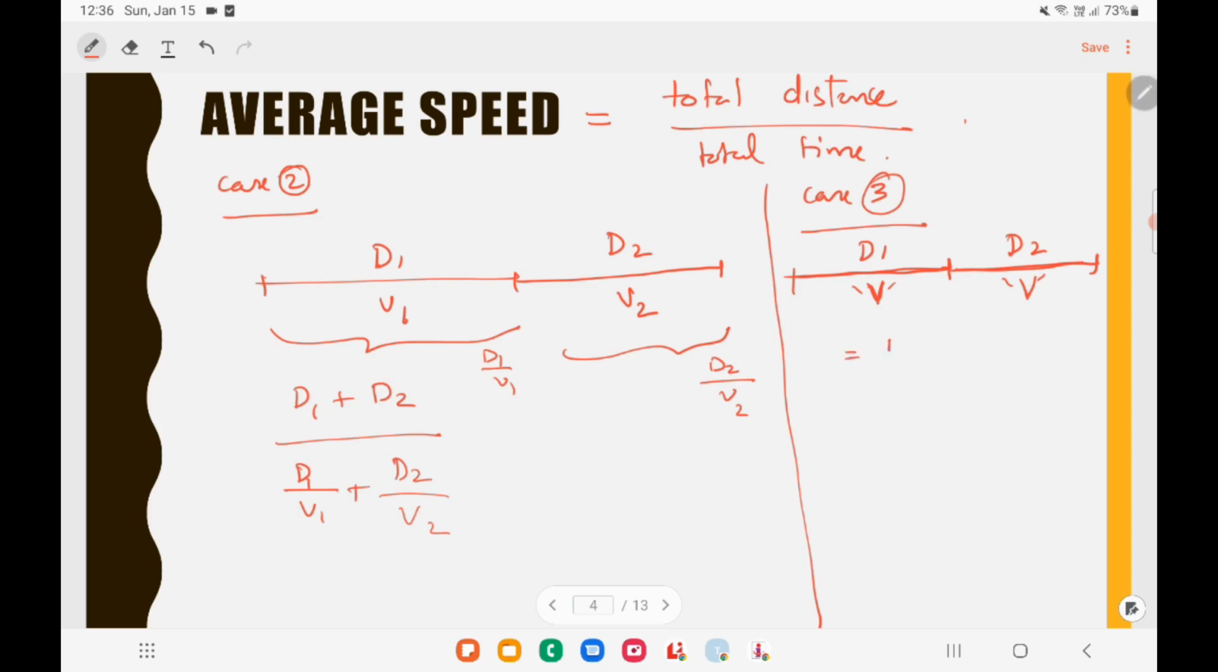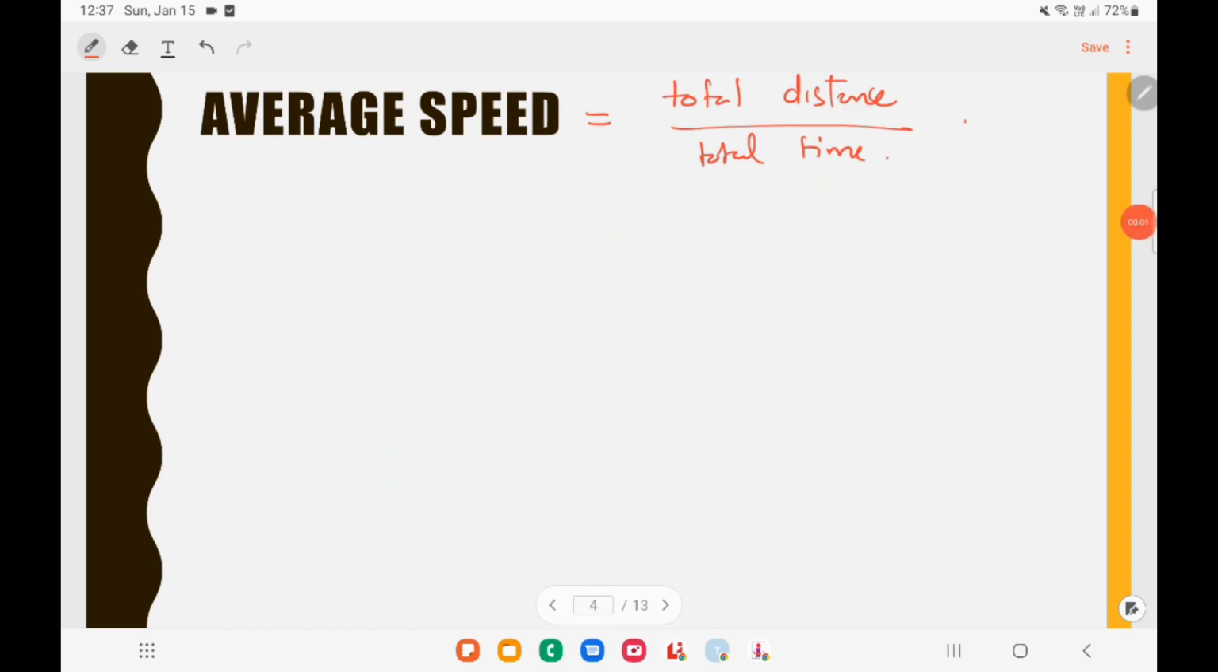Here the total distance is d1 plus d2 and the total time will be d1 by v plus d2 by v, right? So it will become d1 plus d2 by d1 plus d2 by v. So this will get cancelled, then you will get v. This is how you need to solve it. So let us take case 4 now.